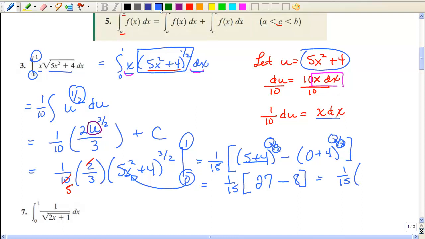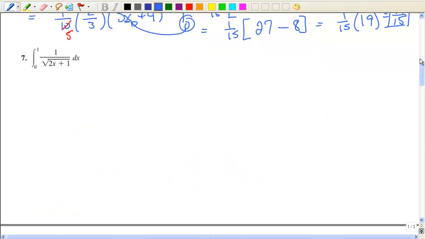And 27 minus 8, I believe, is 19. So my answer should be 19/15. And again, try to work in fractions as opposed to decimals. Get that exact answer. All right, let's look at this problem.